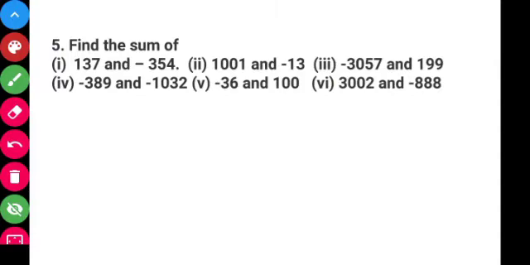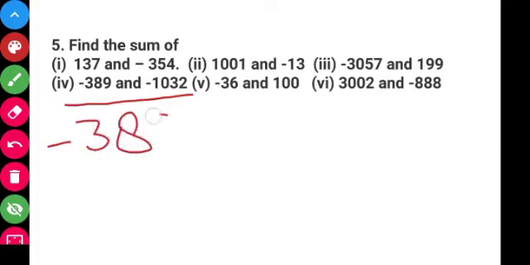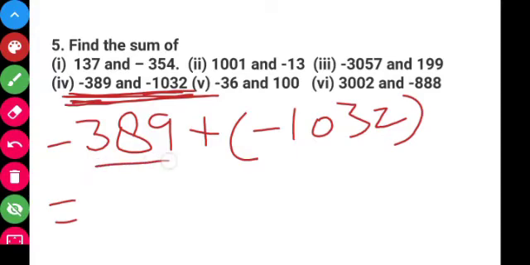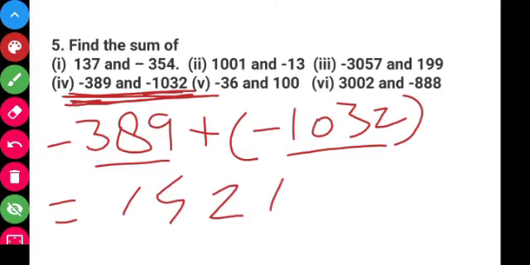Now the fourth part is given, 389 and minus 1032. So for this, write 389 plus minus 1032. So here both have the same sign. This is negative and this is also negative. So for the same sign we have to add. When you add these two numbers, you will get 1421. Okay, and put the sign of the integers. So both integers have a negative sign, so put it here.